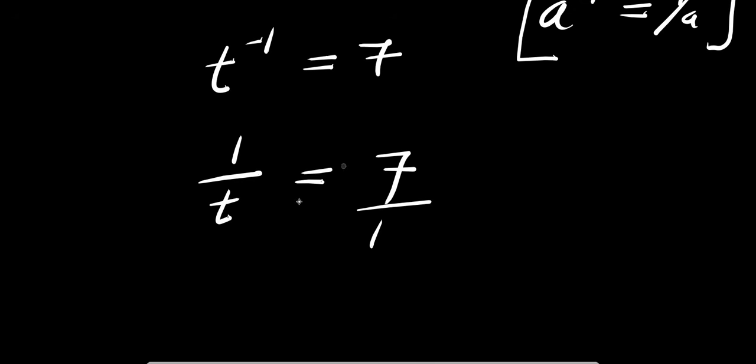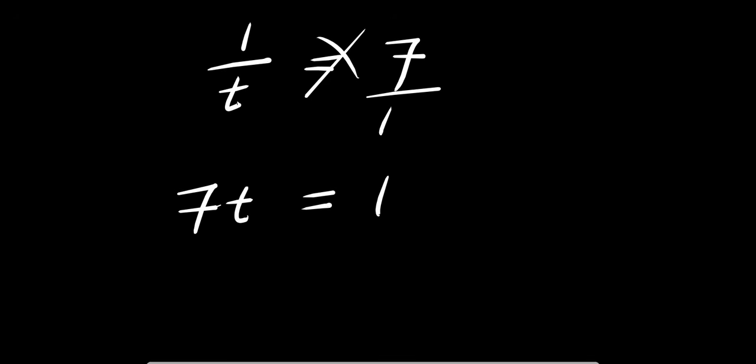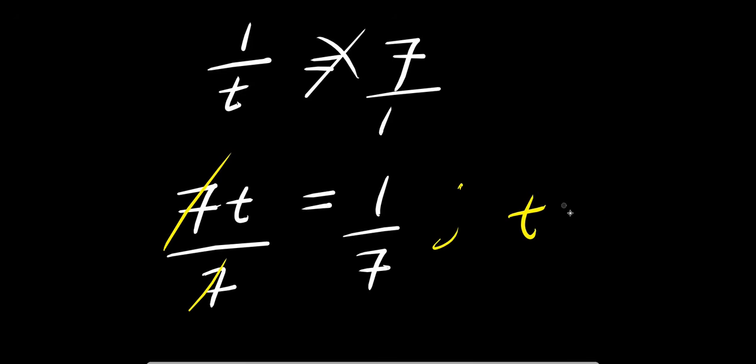So 1 over t equals 7 over 1. Let's solve for t, cross multiply. t times 7, 7t equals 1 times 1. That is 1. From here, we divide both sides by 7. 7 cancels 7. t equals 1 over 7.